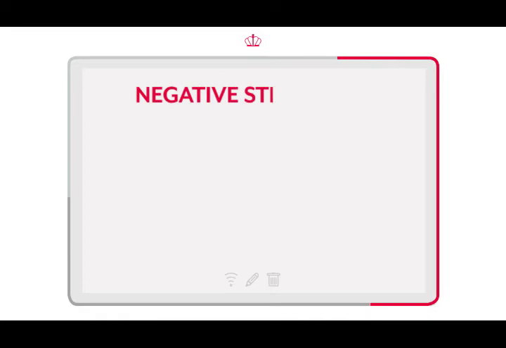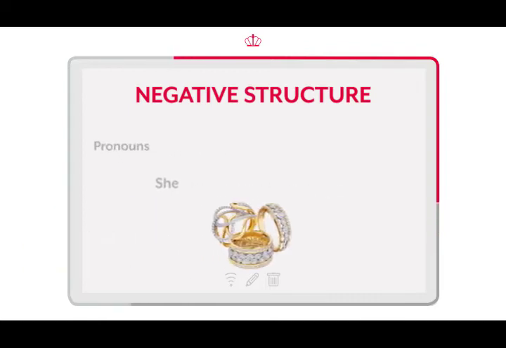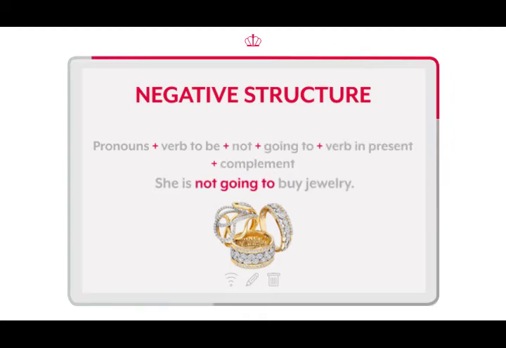For the negative form, the structure is the same form we have been working for the past classes. Para la estructura en negativo, utilizamos el mismo formato utilizado en las clases pasadas. We have the pronouns, then the verb to be, in present form, and of course the not, before the going to, and the verb. Tenemos los pronombres, después el verbo to be en presente y por supuesto el not, antes del going to y el verbo.